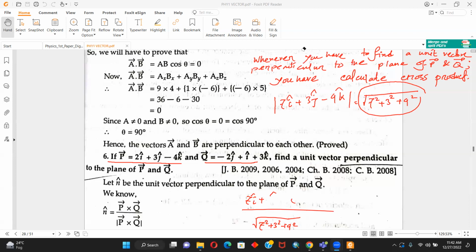Whenever you are asked to find a vector perpendicular to a plane, you have to work with cross products. After calculating the cross product, you just divide it by its modulus value, because you have to get a unit vector. By unit vector, we know that the value of that vector has to be 1, and it can only be gotten by dividing the vector by its magnitude.